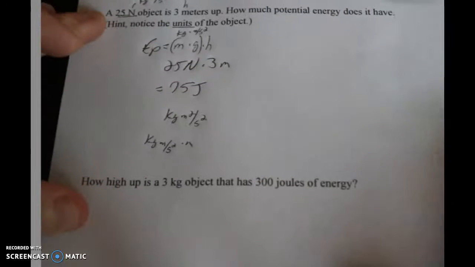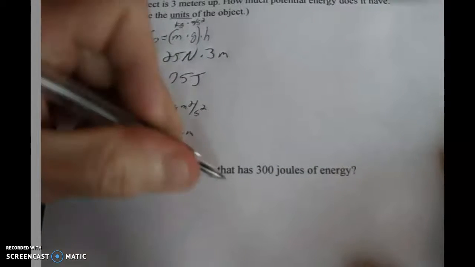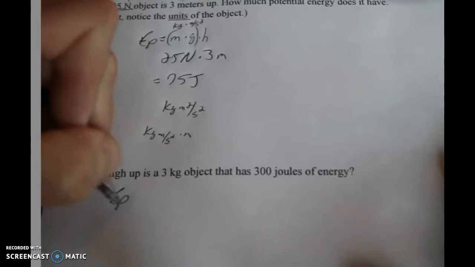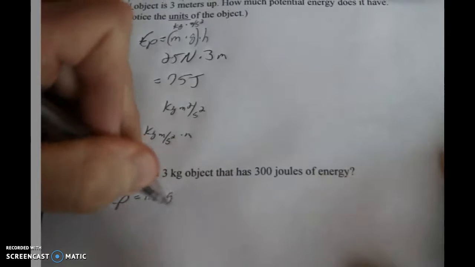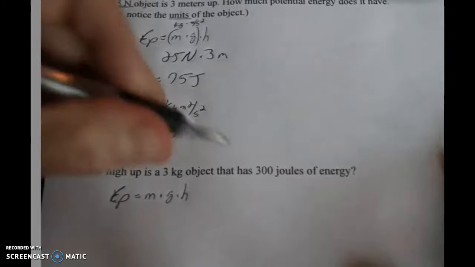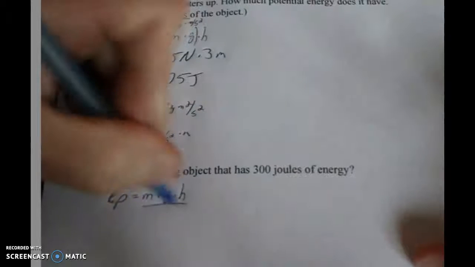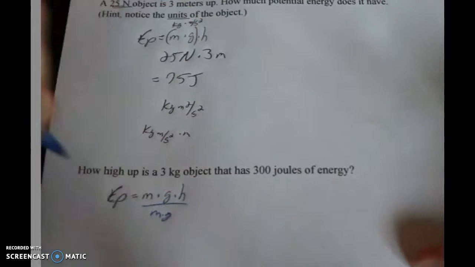This one's asking you to rearrange the equation a little bit. It's asking for how high up. It's asking for height, so I know I need potential energy, because kinetic energy does not include height. So if I have my equation written out here, it's asking for height, so I want to solve for h. So what I'm going to do is get rid of the mass and the gravity on the left.